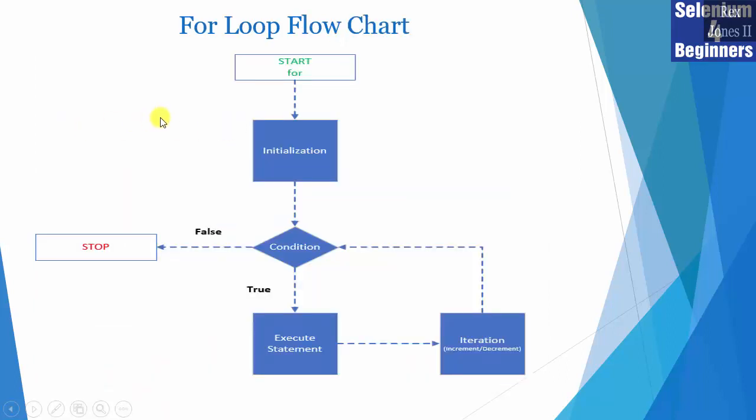Let's use the flow chart because some people get a better understanding watching the flow. We start by writing for, followed by an initialization. After the initialization is the condition. If the condition is false, then that stops the for loop. However, if the condition is true, then our body, which is a statement, is executed. Next, we have an iteration before going back to the condition. The loop repeats until the condition is false.